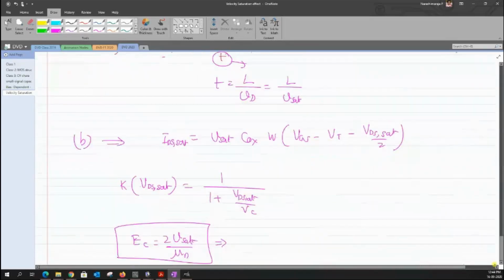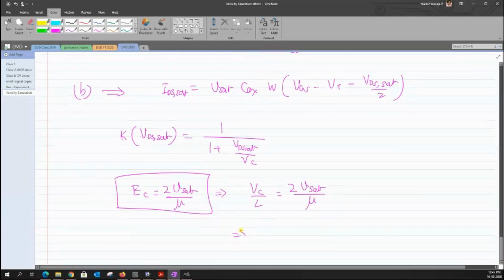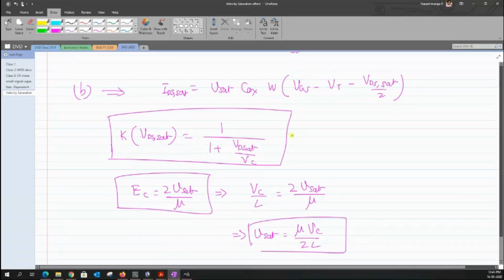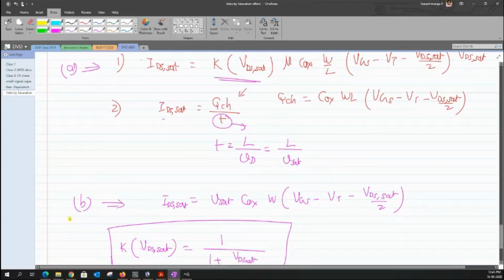So VSAT equals mu times EC divided by 2, and that expression is being rewritten something like this. Again, this EC can be written in terms of critical voltage, right? So VC by EL, because on the other side also I have this VC, so I'm just taking a few things in common. Whichever things I can cancel out, I can just cancel here. So I have this VSAT expressed in terms of VC. Clear? So I have got two expressions which I'm going to substitute in both equation number A as well as equation number B.